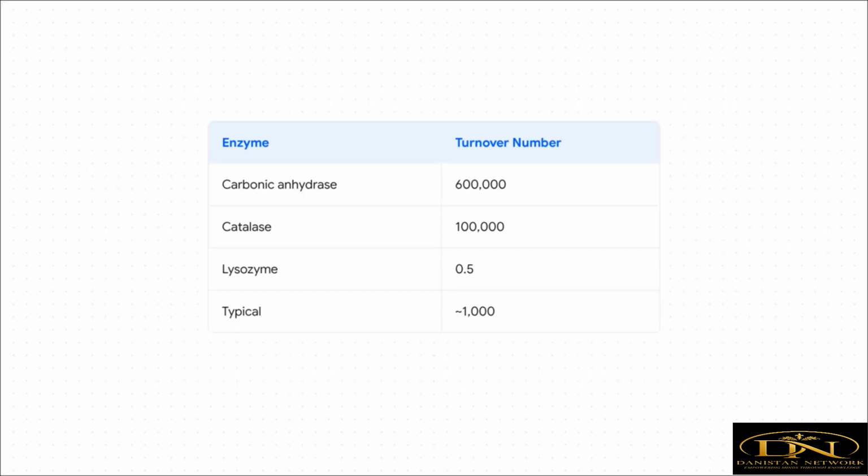And looking at these turnover numbers brilliantly illustrates that exact point. Notice the massive natural variation here. We've got carbonic anhydrase up top humming along at 600,000, and way down at the bottom, lysozyme operating at just half a molecule per second. This great variation proves for sure that top speed, Vmax, and acceleration, Km, are completely independent traits. An enzyme could have a massive top speed but terrible acceleration, or vice versa.